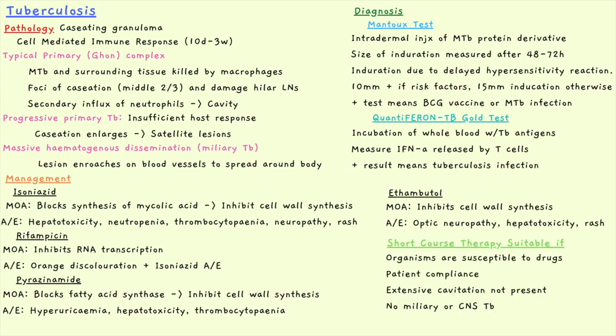You can do a short course. If the organisms are susceptible to the drugs, the patient is likely to be compliant and there's not been significant spread, so there's no extensive cavitation or miliary or central nervous system TB.